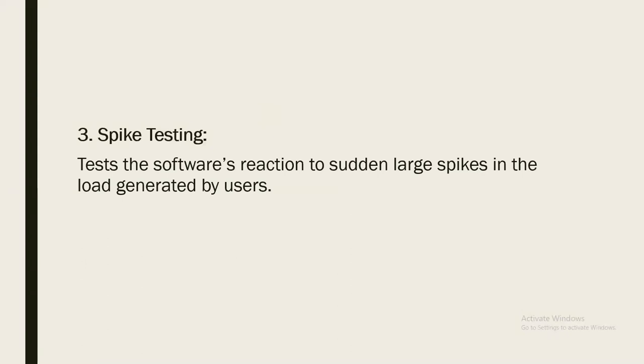There is the test software's reaction to sudden large spikes in the load generated by users. Generally, e-commerce applications, whenever they are going to announce offers, what will happen? Suddenly load increment will be there and decrement will be there. If I go for Amazon, they may give offers like this. Every hour, new offers or deals are given. So in the first 5 minutes, heavy users are going to upgrade. Again, they are going to drop. Next hour, again users are going to increase like that. That is what we are going to call spike testing.